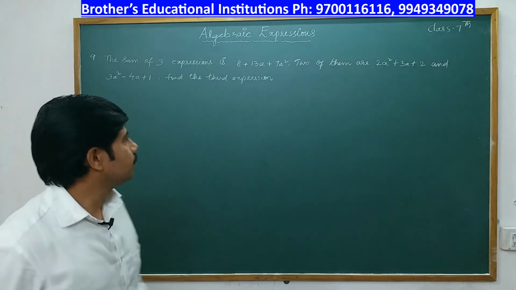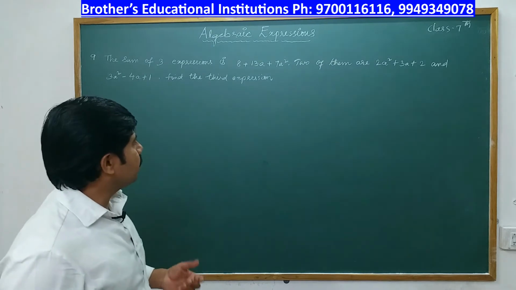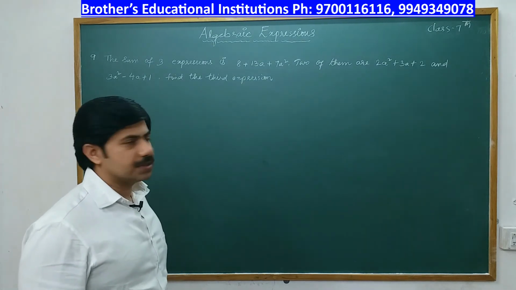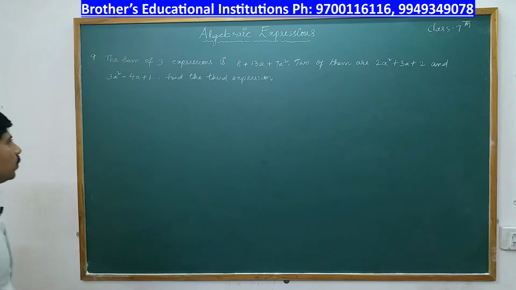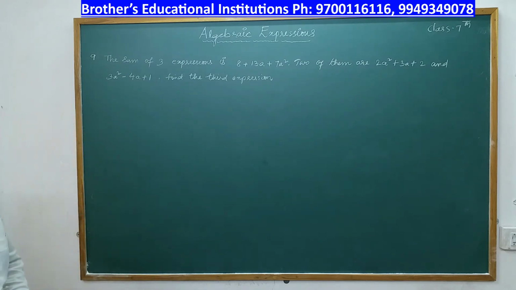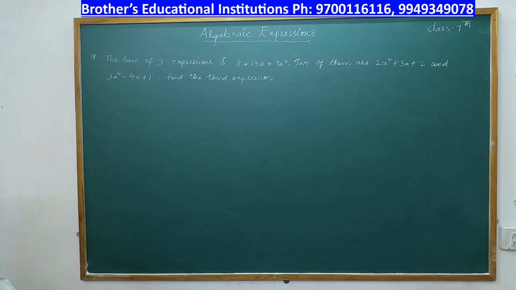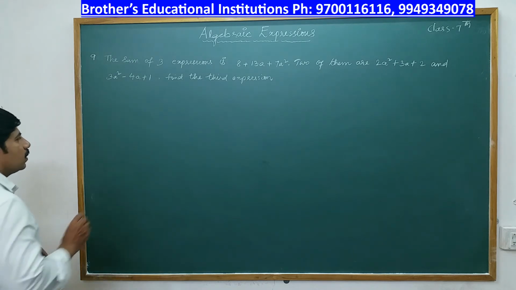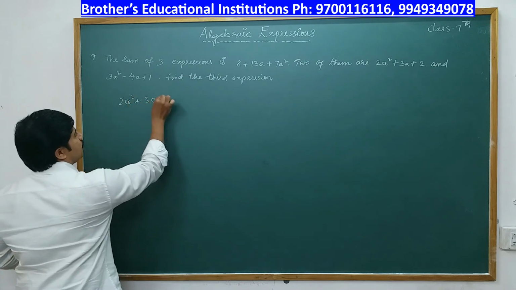Next one: the sum of three expressions is 8 plus 13a plus 7a square, and two of the expressions are given, 2a square plus 3a plus 2 and 3a square minus 4a plus 1. You have to find the third expression. So first, two of them are given, so first we'll add two of them. What are those two expressions? That is 2a square plus 3a plus 2.